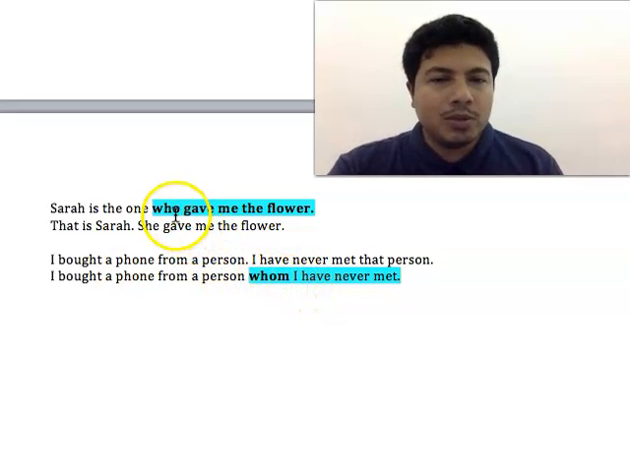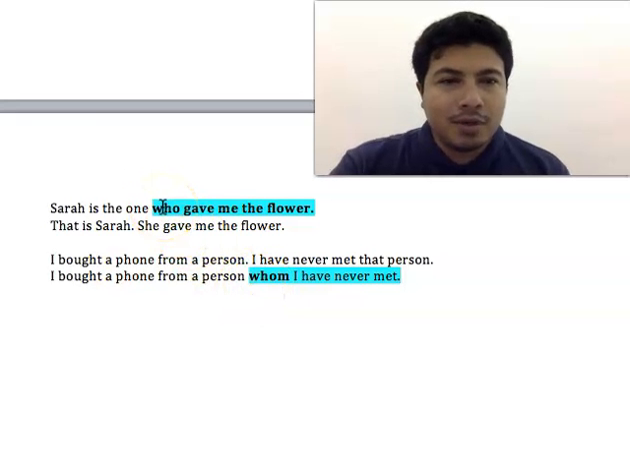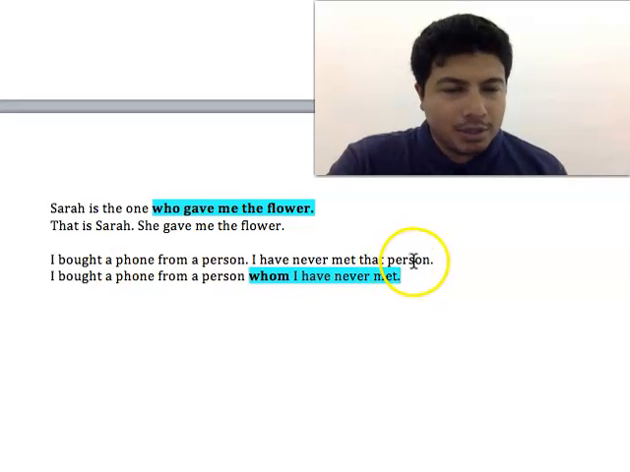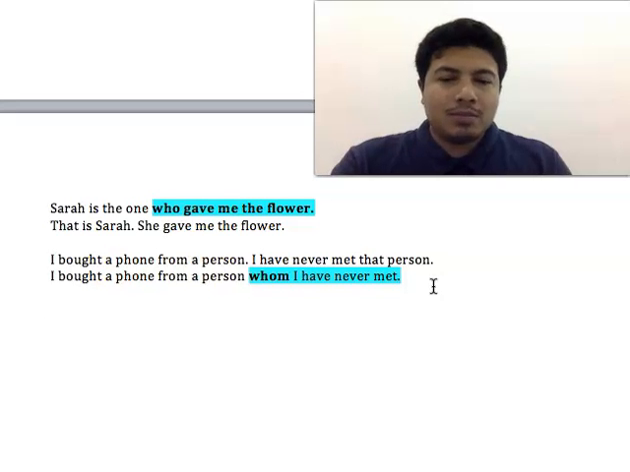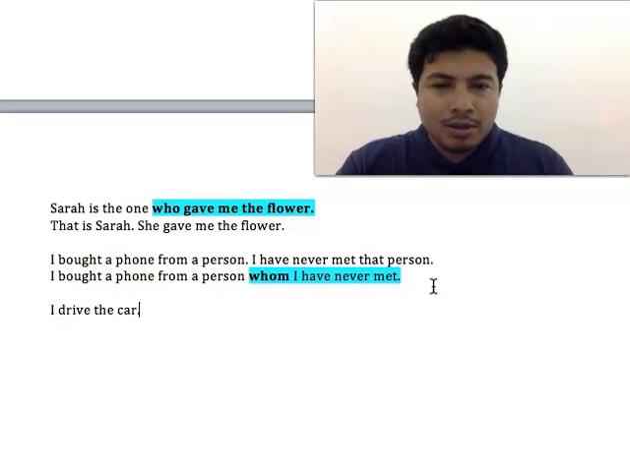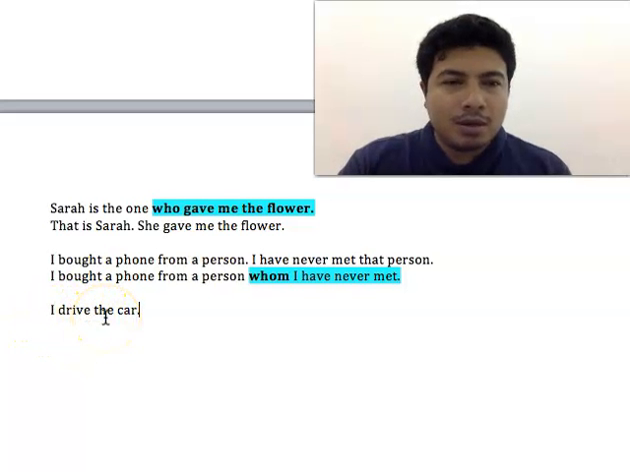So can you see the difference between who and whom? So who here refers to the subject, but whom here refers to the object of the sentence, because the object is the person. So in a sentence we have subject, verb, and object. For example, a simple sentence would be I drive the car. So I is the subject, drive is the verb, the car is the object. So the same goes to this sentence here. I is the subject, have never met is the verb, and the person is the object. So whom here in this sentence refers to the object, but who here refers to the subject.